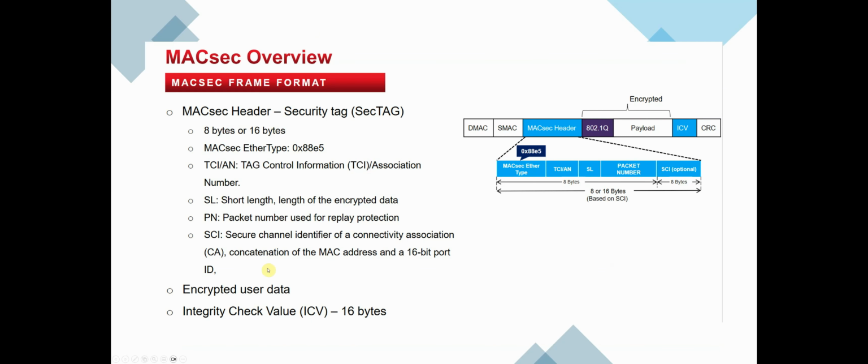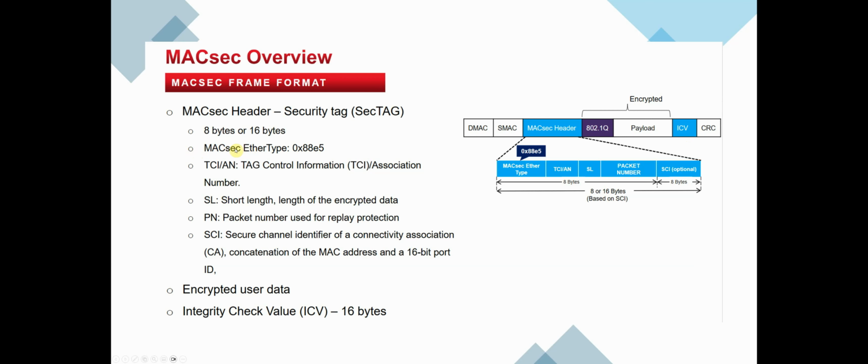So a little bit of the overview of the tag here. As you can see, after the destination and source MAC address, the MACsec header comes in. The MACsec header can be either 8 bytes or 16, depending on whether you have included the SCI or not. And then you can have your VLANs in the payload, which can be encrypted or decrypted. And then the ICV, which I talked about earlier, is what makes the integrity part of the packet. So you can make sure that the packet that you send out is the correct packet that you received. And the CRC is part of the Ethernet trailer at the very end.